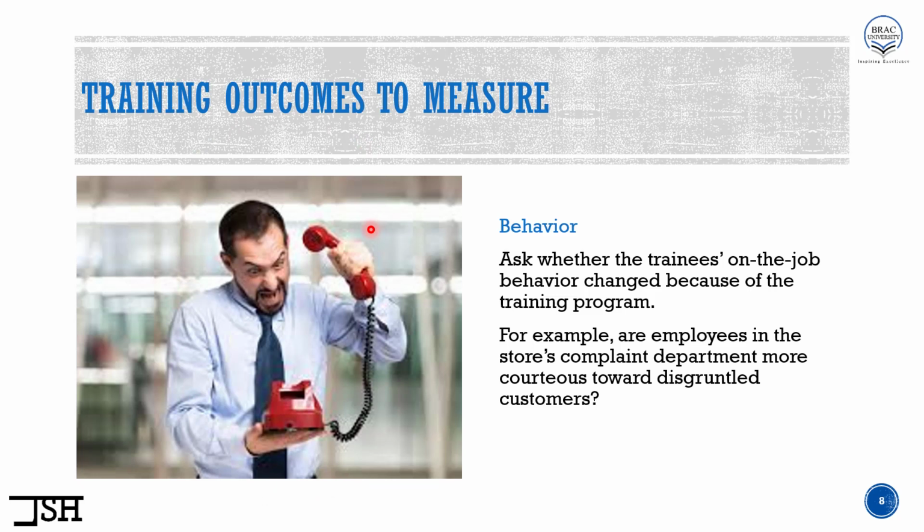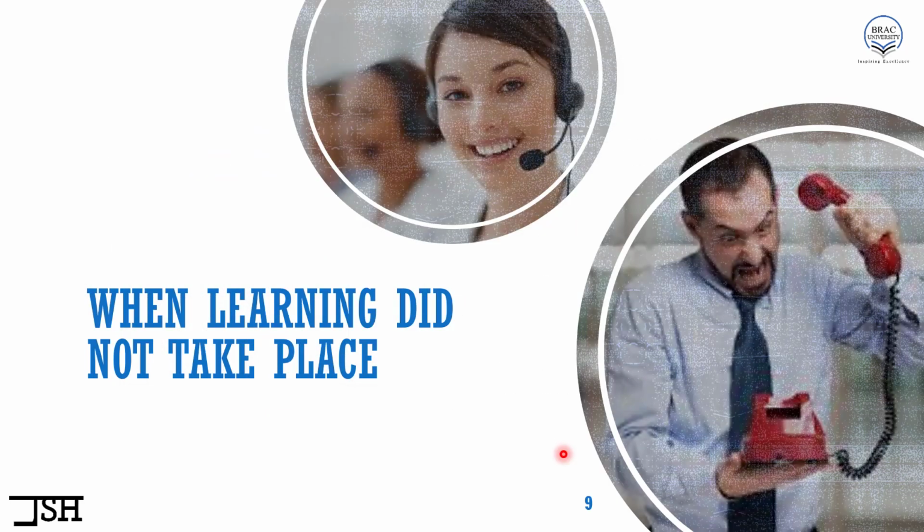Now let's move on to the very important point. Many of you have noticed already that I have used the same photo in case of behavior change and in the learning outcome as well. So what is the difference between behavior change and learning though? Let me tell you the difference, and listen to me very carefully for the next minute. Number one, when learning did not take place. So in a training outcome, if learning did not take place, what happens then?